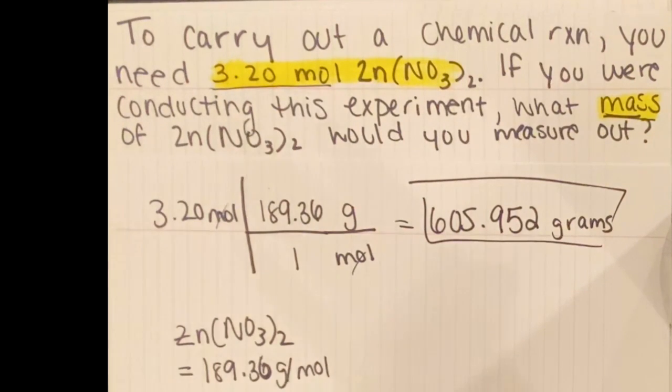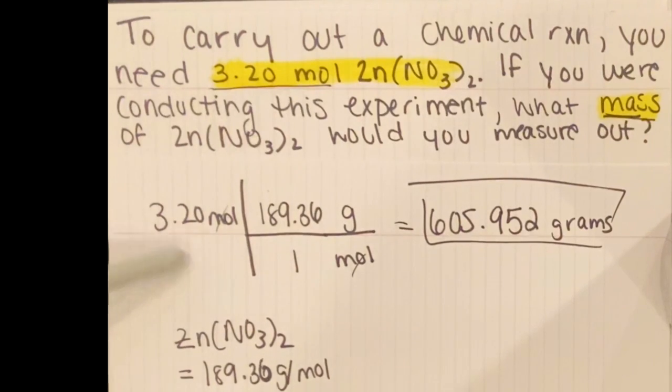Okay, so if you think about it, it's just a simple multiplication problem. You know that for every 1 mole, there's 189.36 grams. This problem's asking me for how many? 3.2 moles. So you just have to multiply that by 3.2. But this is how you do it by setting up the conversion factor.